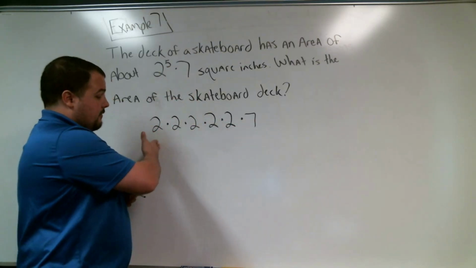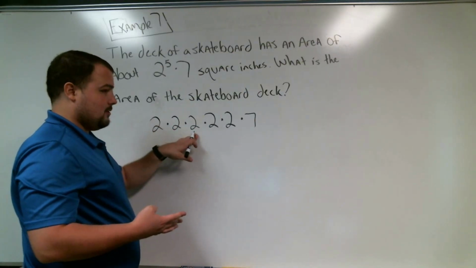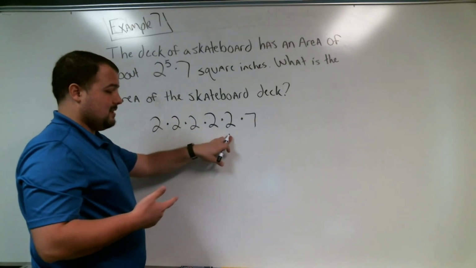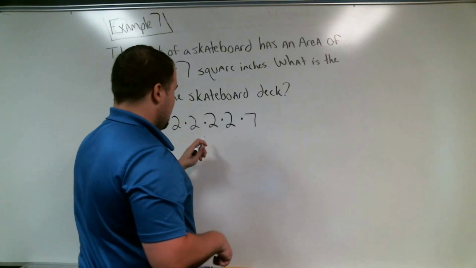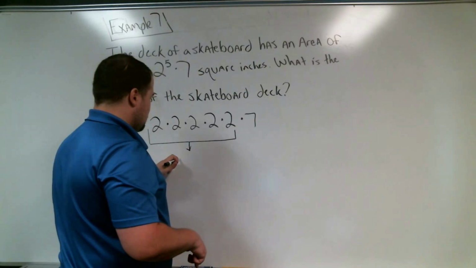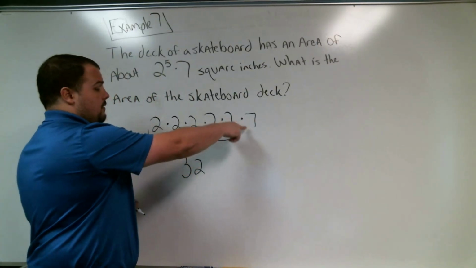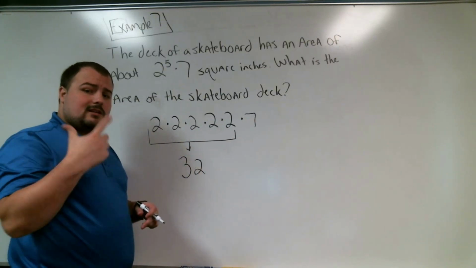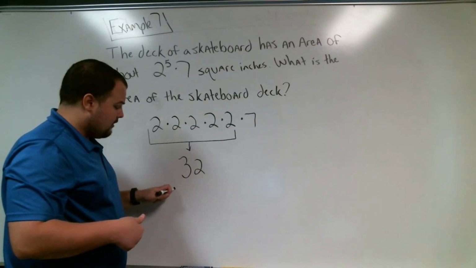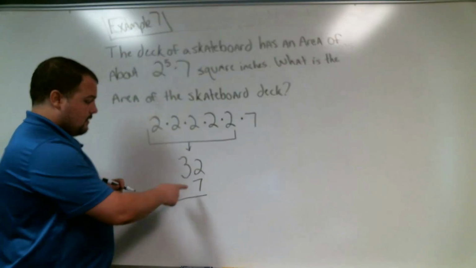And when we multiply, we start from the left and we work our way to the right. So 2 times 2, that's 4. 4 times 2, that's 8. 8 times 2, 16. 16 times 2, 32. So we have this whole thing right here is actually equal to the number 32. So I'm really taking 32 and multiplying it by 7. Since I don't know 32 times 7 off the top of my head, I'm going to do this the way that I learned math by writing 32 times 7 this way.